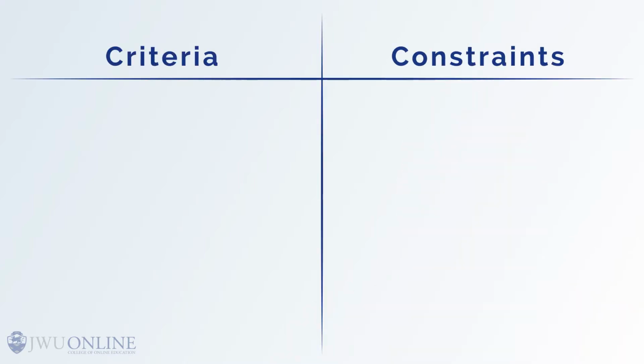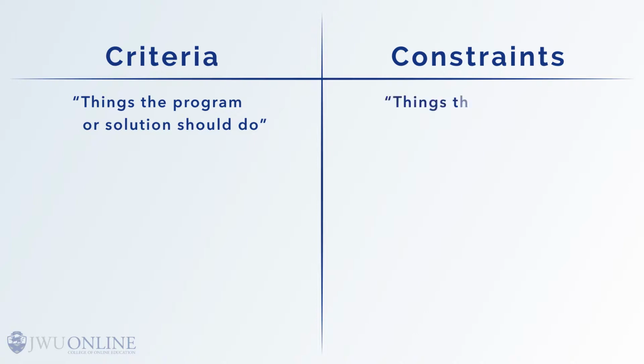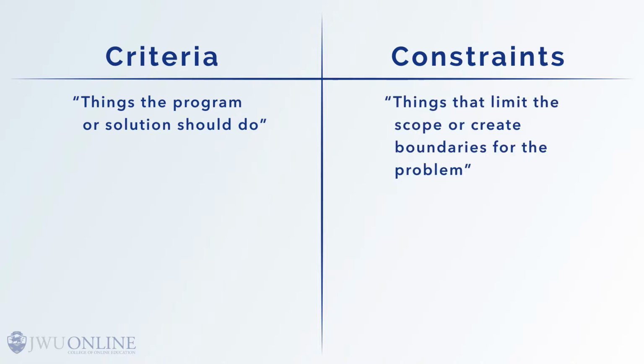For most people, the idea of formulating a specification is really difficult. So here's a trick. Concentrate on the constraints and the criteria that are connected with the problem. Criteria are the solution goals. What has to be done, the outcomes, the things that the program should do. Constraints are the limitations or boundaries that are placed on the problem space. These are things that limit or create boundaries that create the scope of the problem and subsequently bound the solution.